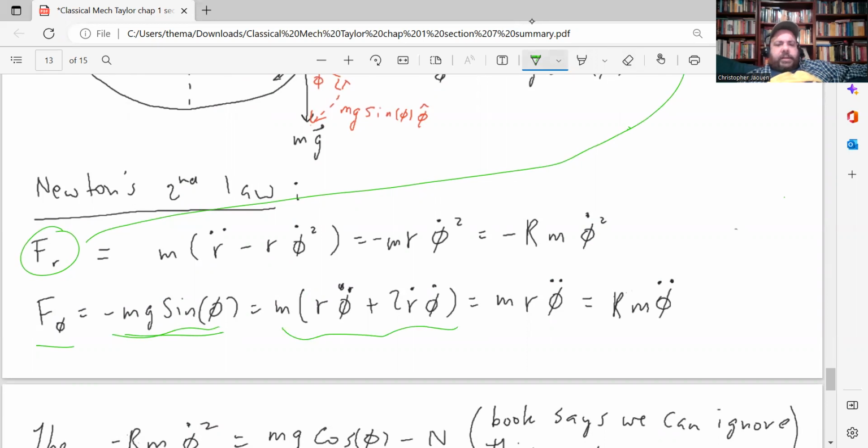And then again, just writing down the formula that we used for Newton's second law. Notice that this derivative is zero because R is constant. So this simplifies to give you this. And then when you plug in capital R in for little r, you get this expression here. So we get a second order differential equation for this one.